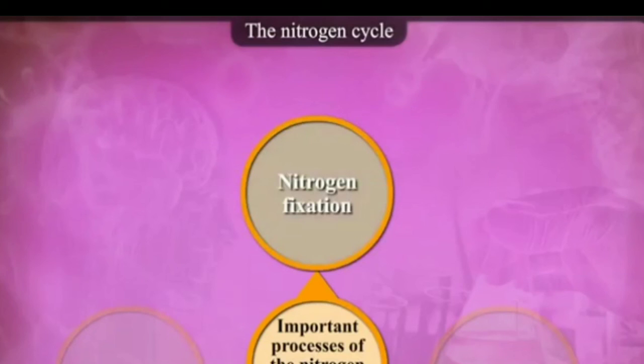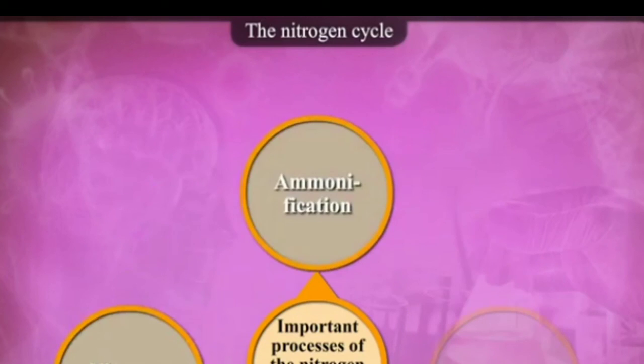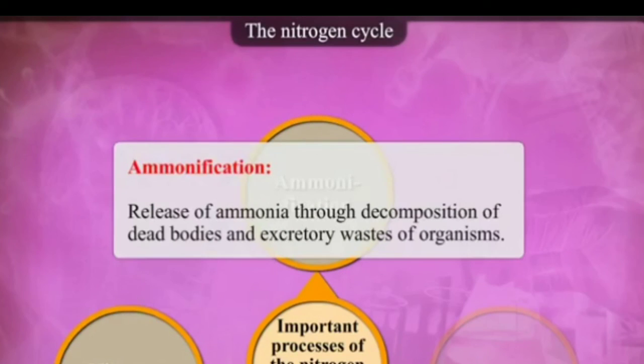First is nitrogen fixation. Here, there is conversion of nitrogen into nitrates and nitrites through atmospheric, industrial and biological processes. Then comes ammonification. It means release of ammonia through decomposition of dead bodies and excretory waste of organisms.